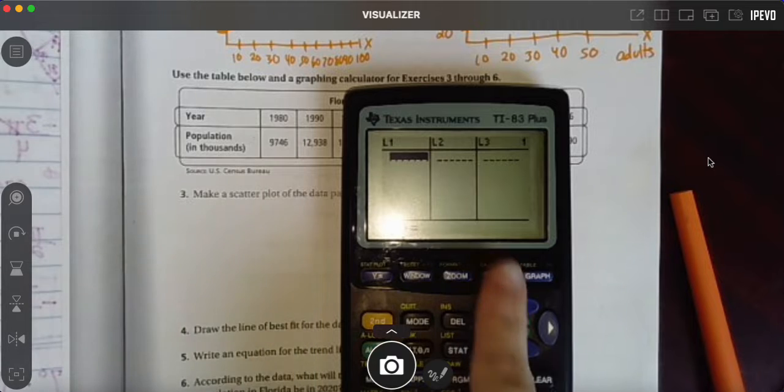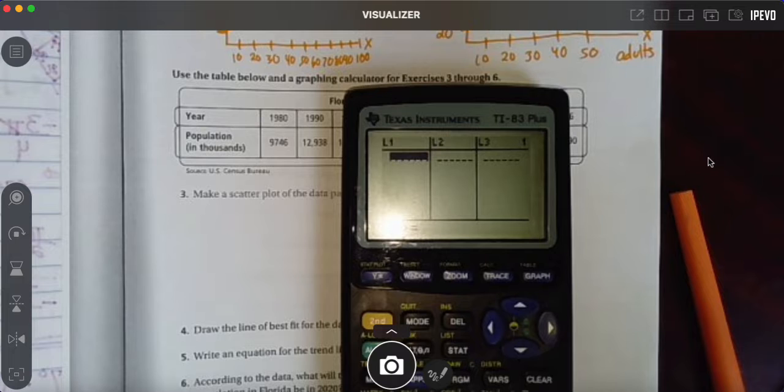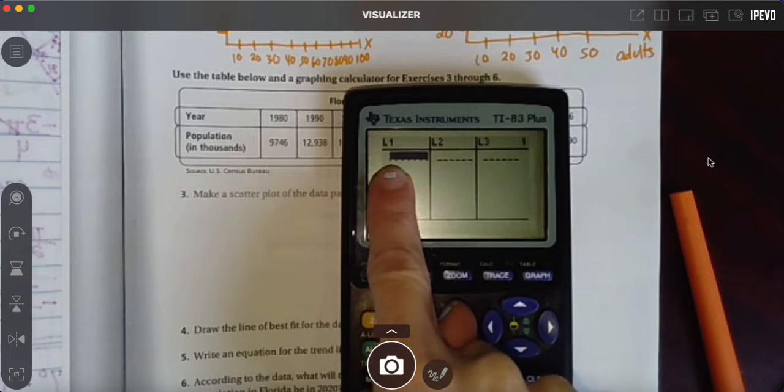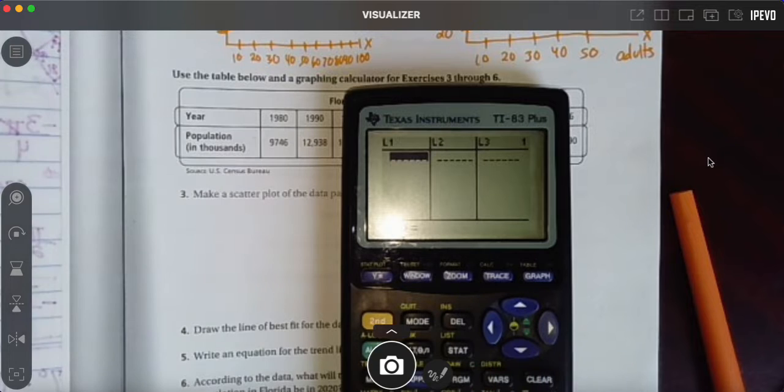On your calculator, I had a bunch of numbers in here. No, you're using list 1 and list 2. Is it a lot of them, Mary Claire? Let me see. There we go. Sometimes I do have a little trouble with these. Yeah, you're good. All right, now, list 1 is your X value. List 2 is your Y.